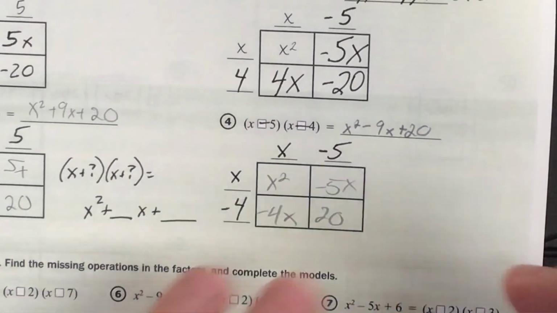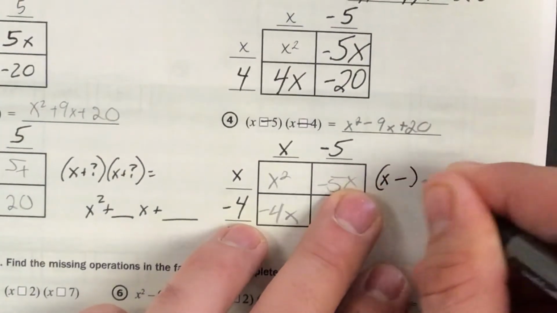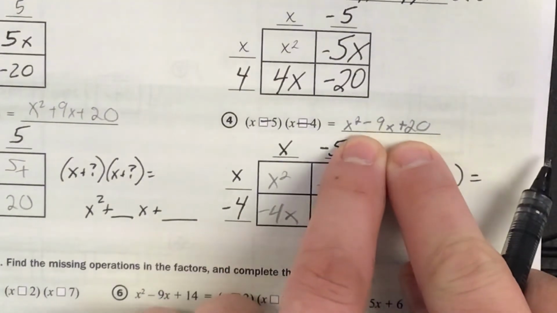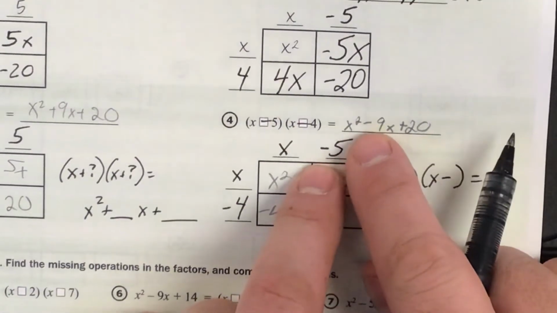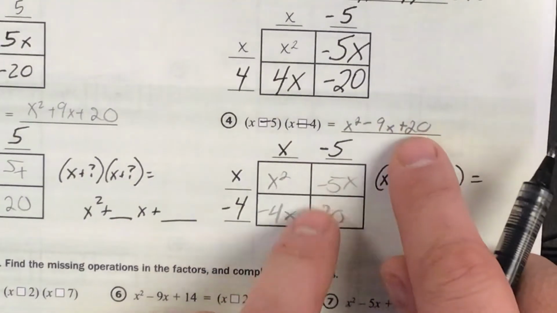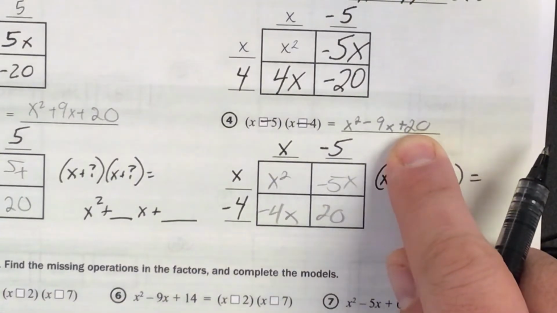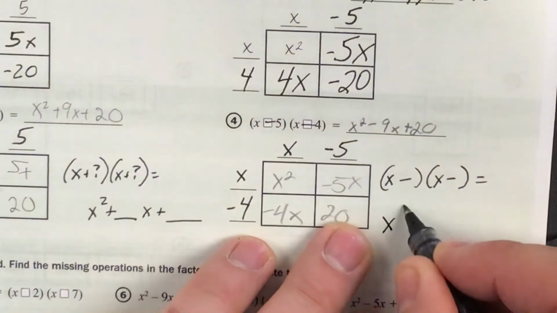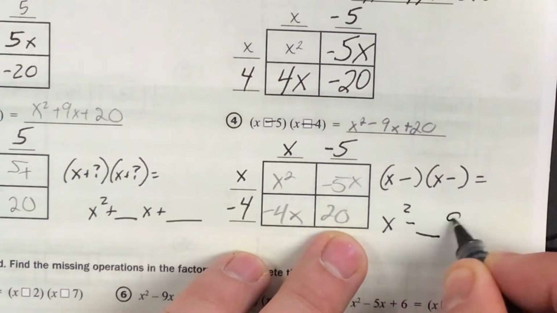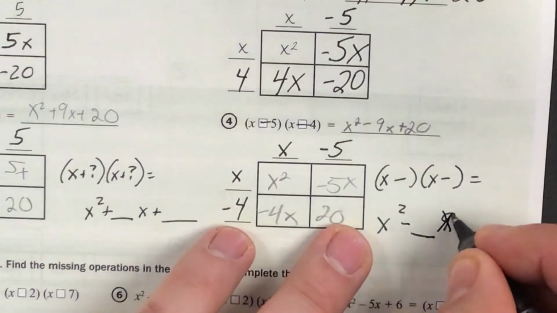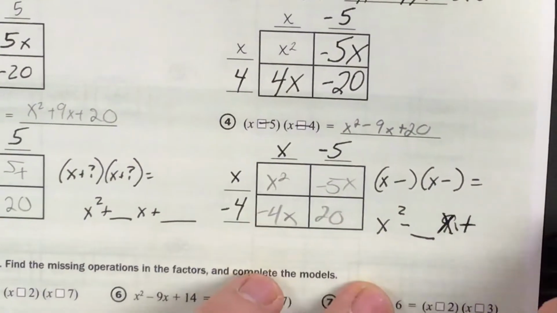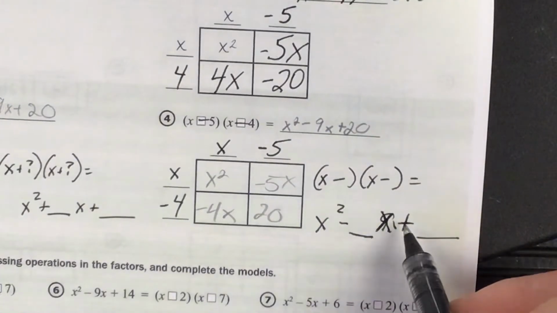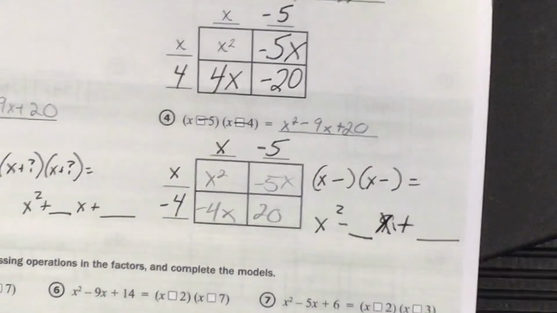If the factors are both minus, it's going to follow this pattern. First one will be negative. Two negatives multiply to give you a positive, which is why the last term is positive. So if these two factors are negative, you're going to get x squared minus something x plus something. So if you ever see minus plus here, you know they're both going to be negative.